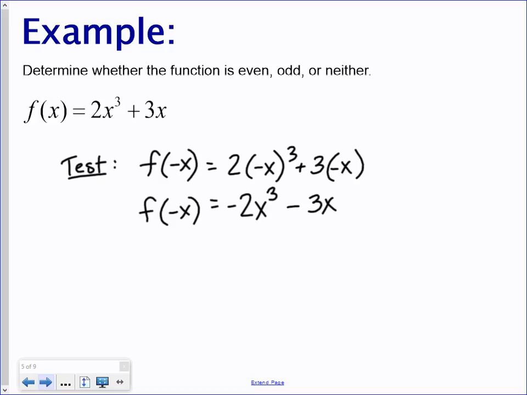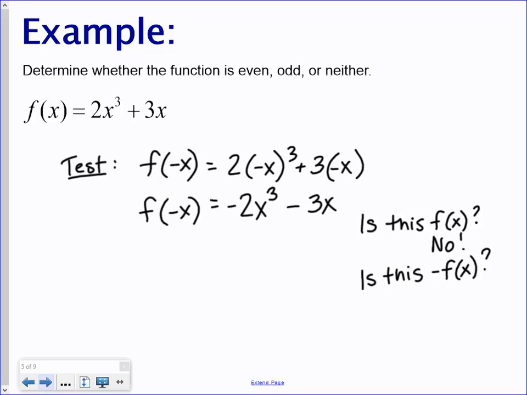Now, you'll stop and ask yourself when you get to this point, is this f of x? Blake is saying no. That is not the same as the original, 2x cubed plus 3x. So now you ask yourself this question. Is this negative f of x?